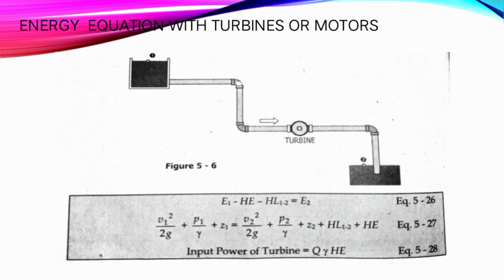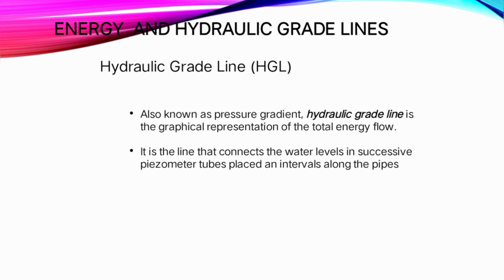Energy equation with turbines or motors. Turbines or motors extract flow energy to do mechanical work, which in turn is converted into electrical energy for turbines, and the formulas used are given in equations 26, 27 and 28. And the next subtopic is about energy and hydraulic grade lines.